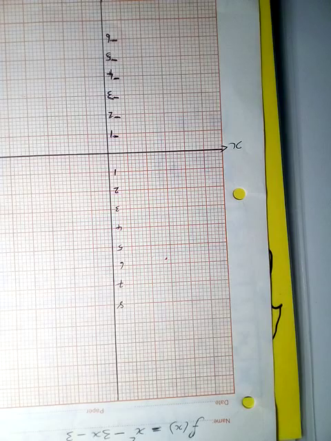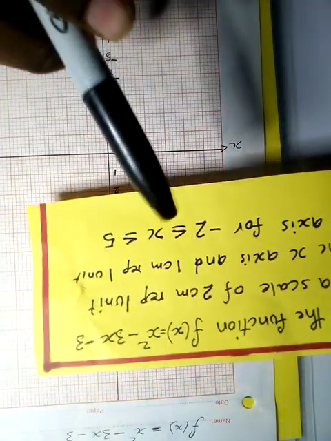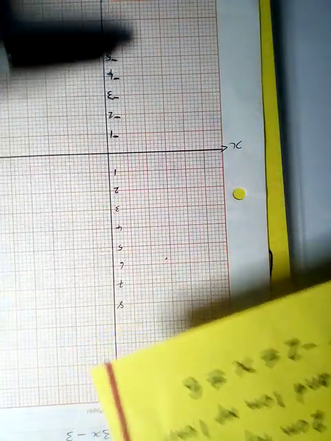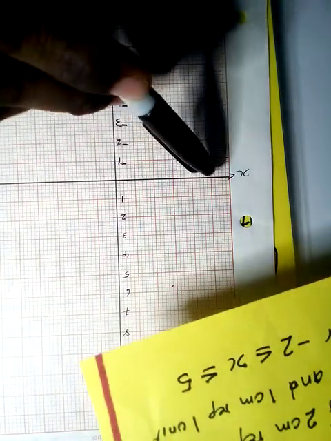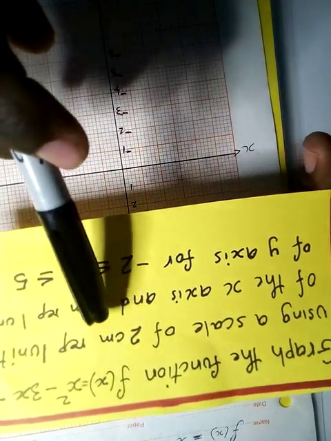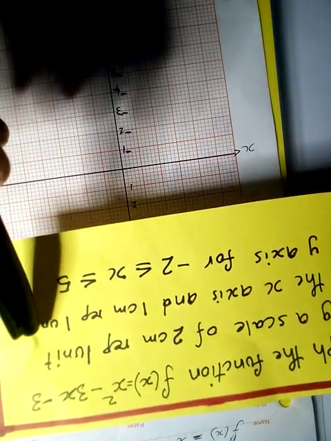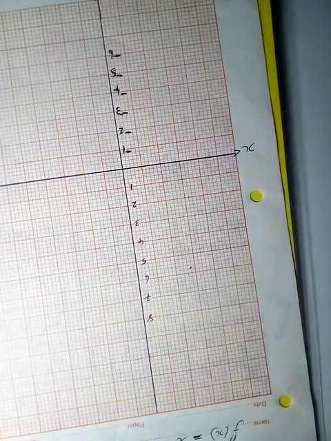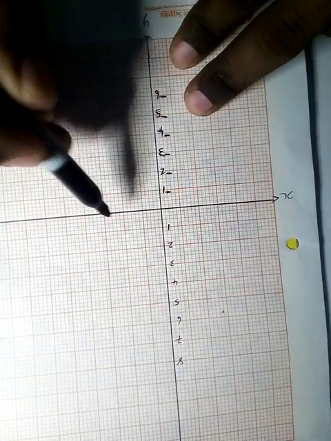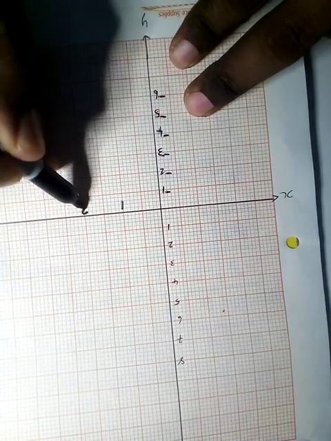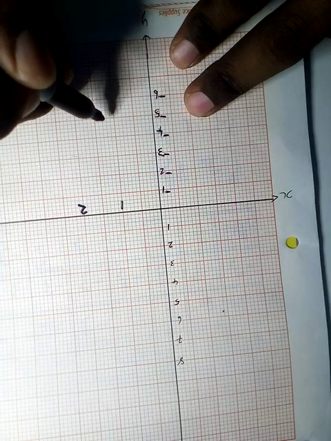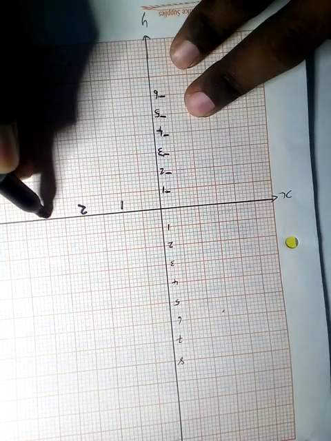So based on the scales that were given to us, the scale said that 1 centimeter represents 1 unit on the y-axis. So it's 1 to 1 on the y-axis. Every one space we count by a series of 1. But on the x-axis, 2 centimeters represent 1 unit. So from here to here is 2 centimeters, and we're going to need the same distance here. That's what the scale said, 2 centimeters to 1. So we're counting every 2 centimeters by a series of 1.